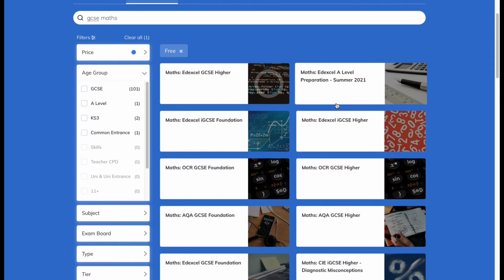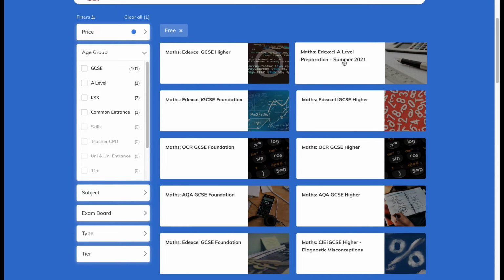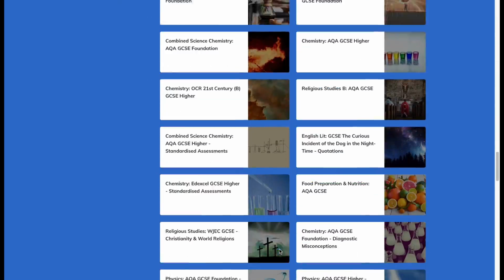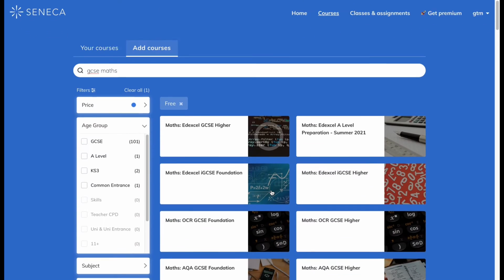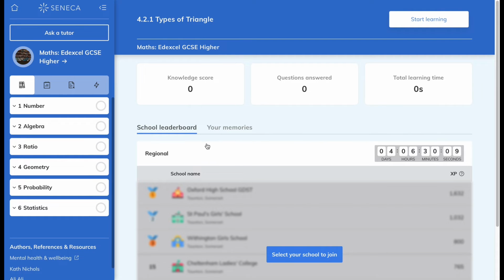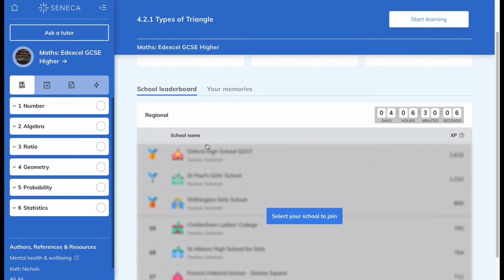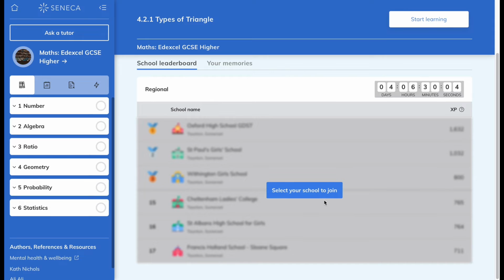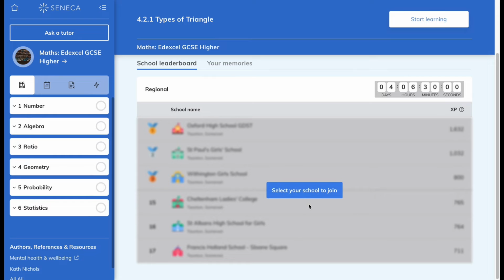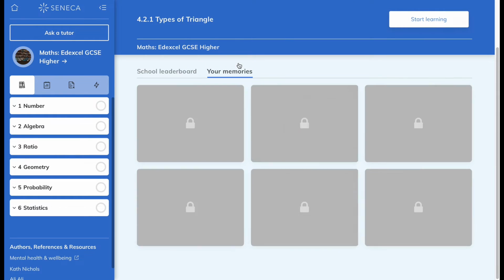But something that you can see here is Maths Edexcel A-level preparation summer 2021. So if you look at this GCSE segment, you can go down and check what things you like. There's all sorts of courses at all sorts of moments in time, but this Edexcel GCSE Higher course is what I recommend. So we can see over here, you can select your school to join. I don't go to school at this moment in time. Those years have gone past me by now. So selecting your school to join, definitely choose the school that you attend, and you can have a school leaderboard.